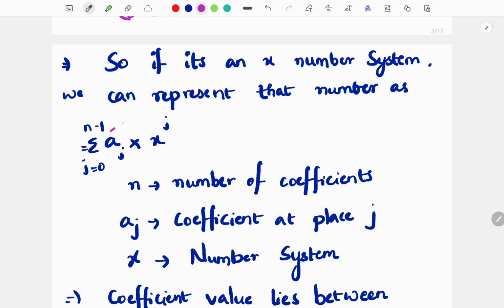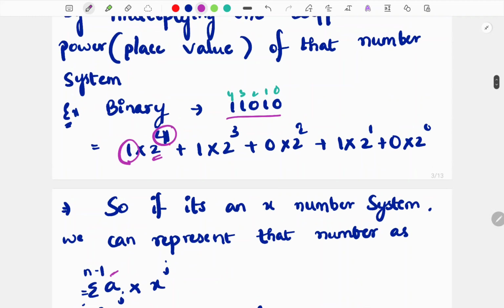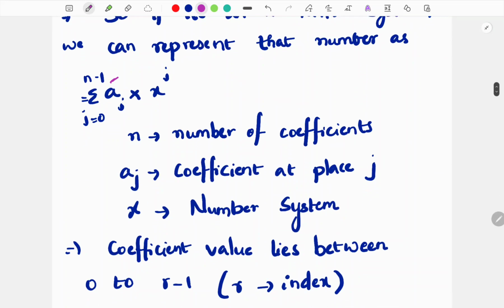For example, if you consider the same example, 0 to 4. Here there are 5 coefficients. If you count 1, 2, 3, 4, 5. So the summation will lie from 0 to n minus 1, N being the number of coefficients and a being the coefficient at place j. Here j is representing the place and x is the number system.